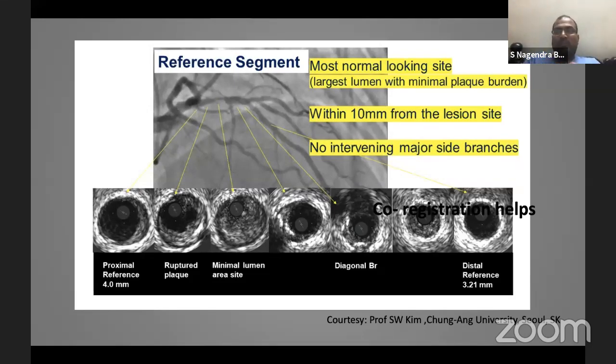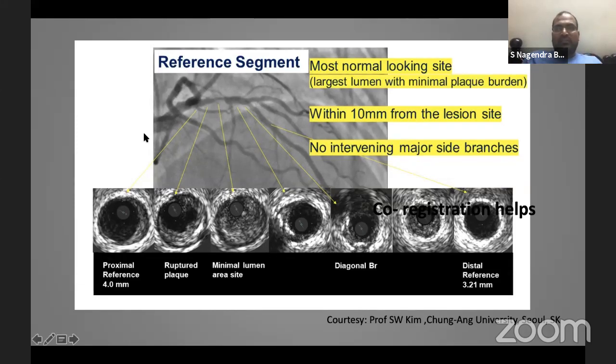So let's go with the stent selection strategy. The most important step in identifying a stent size by IVUS is identifying a reference segment. So how do you identify a reference segment? This slide is provided by Professor Sang Woo Kim, who's my mentor in South Korea. The reference segment should be a near normal looking segment located within 10 millimeters from the proximal landing lesion and within 10 millimeters from the distal lesion.